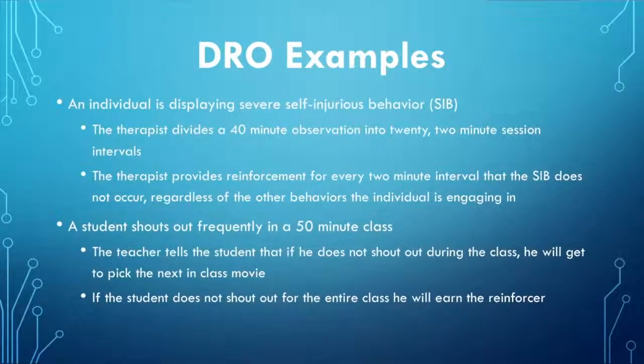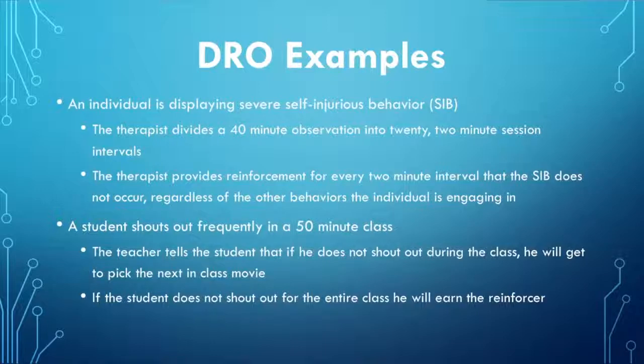One example in which DRO would be a good procedure to use would be an individual who is displaying severe self-injurious behavior. The therapist divides a 40-minute observation session into 20 2-minute intervals. Every 2 minutes that pass that the SIB behavior does not occur, regardless of the other behaviors the individual is engaging in, reinforcement is delivered.